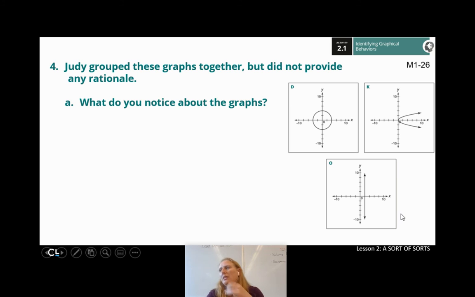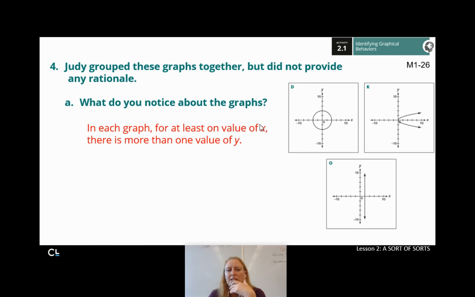So one of the things I noticed is that all 3 of these graphs were in quadrants 1 and 4, 1 and 4, 1 and 4. And D went a little further, right? D was in quadrants 2 and 3 as well. But here's what this means. In each graph, for at least one value of X, there's more than one value of Y.